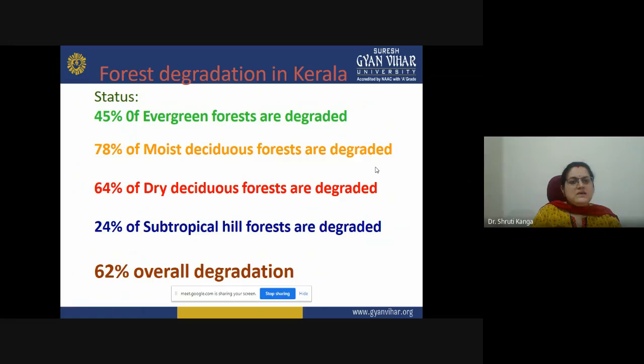So, a general status: there is a loss of 45% of evergreen forests, 78% of moist deciduous forests are degraded, and 64% of dry deciduous forests are also degraded. So type-wise, different forest categories have been impacted differently as far as their degradation is concerned. If you average it, the overall degradation of the forest is around 62%.